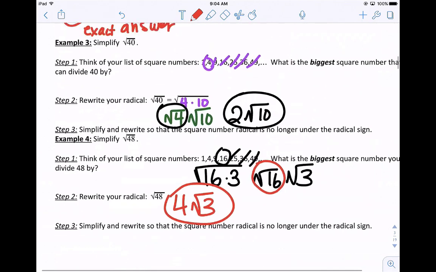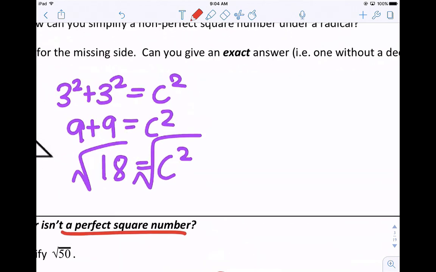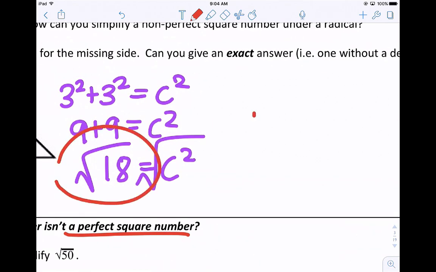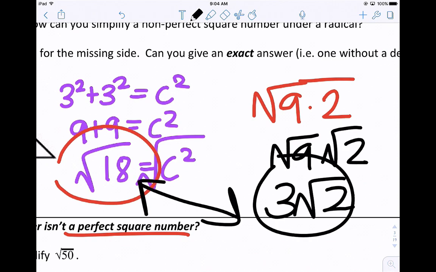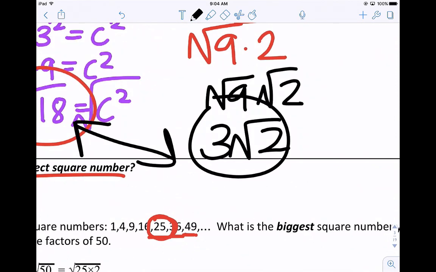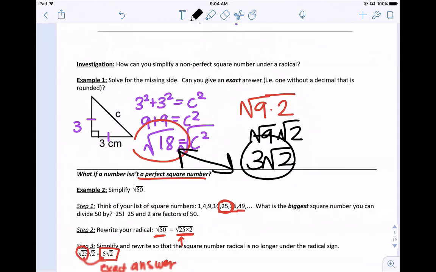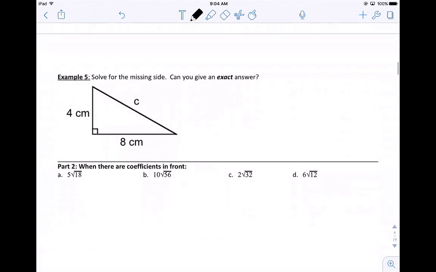Okay, let's go back to that one, square root of 18. What's the biggest square number you can divide 18 by? That would be 9. 9 times 2. Split it apart. The square root of 9 is 3. Okay, I skipped a step. Square root of 9, square root of 2, which is 3 square root of 2. So these two are equivalent, but the exact answer, 3 square root of 2, is the one you would see on a standardized test.